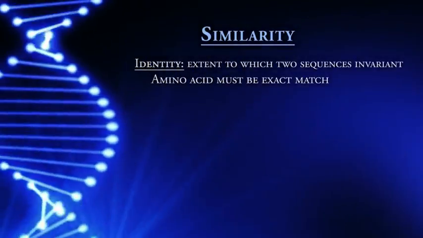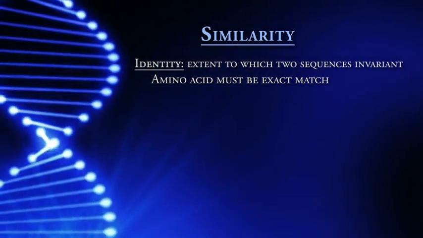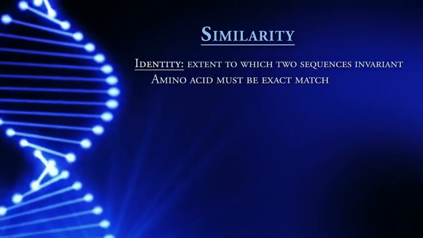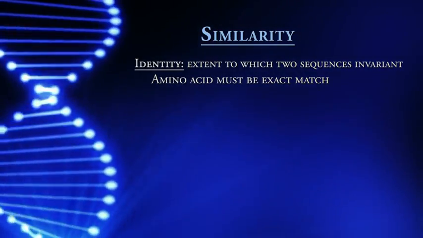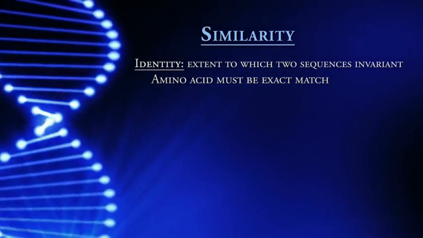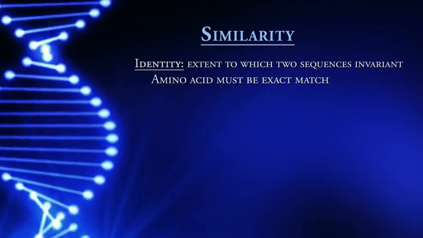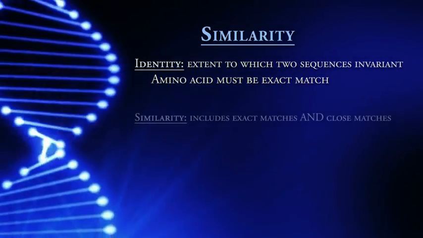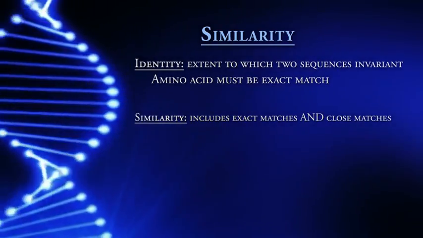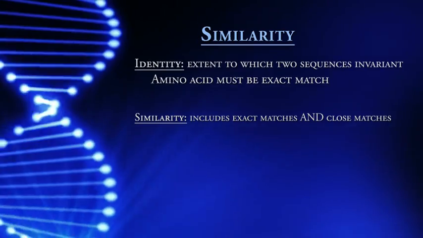So what exactly does that mean? Let's look at the similarities, but first let's start with identity. Identity is the extent to which two sequences are invariant, meaning the amino acids have to be an exact match. So in that alignment, 87% of the positions had an exact match. However, similarity includes the exact matches and what are called close matches. We also call those conserved matches.